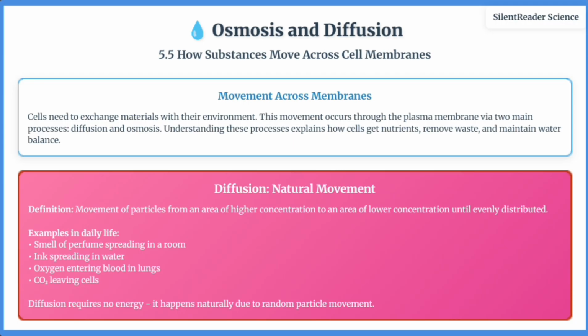When cells are placed in different solutions, osmosis causes changes. In hypotonic solutions, water enters cells causing swelling. In isotonic solutions, no net water movement occurs. In hypertonic solutions, water leaves cells causing shrinkage. These processes explain many biological phenomena, from water absorption in plant roots to the danger of drinking seawater.